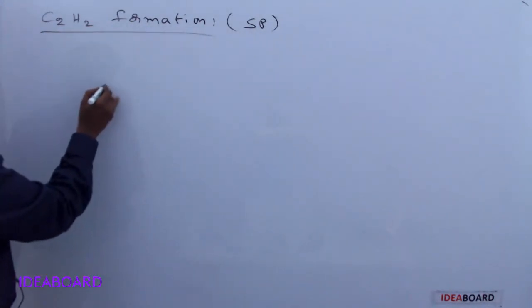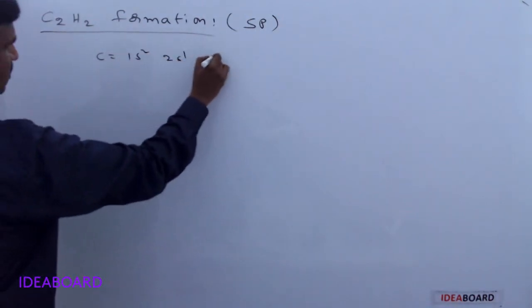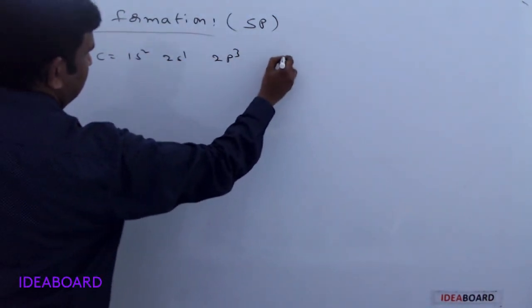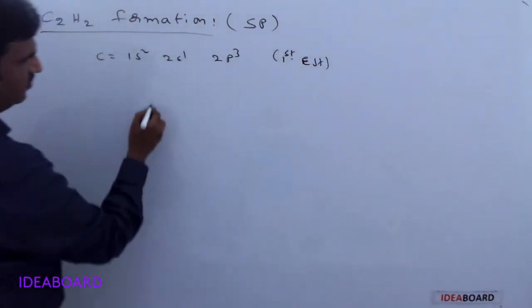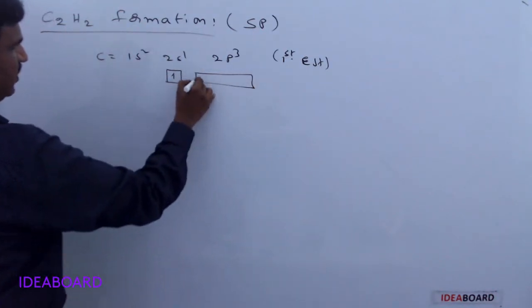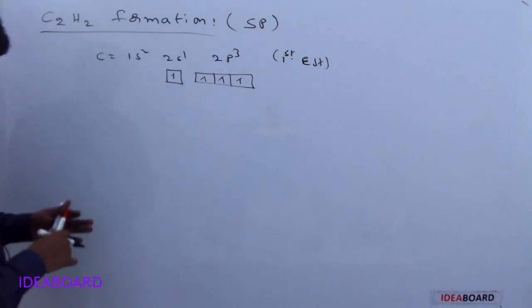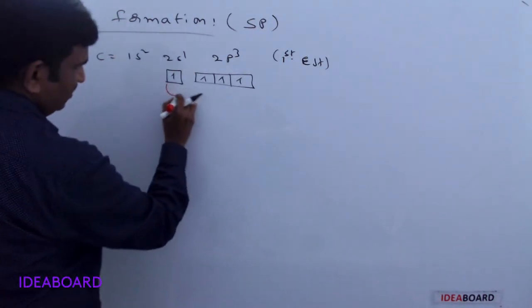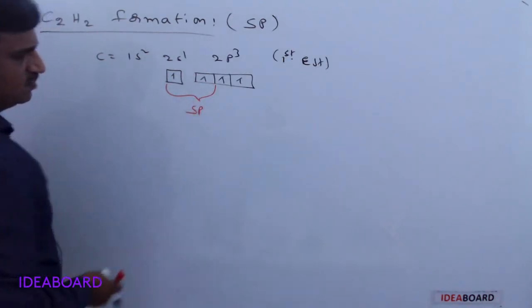The carbon atom is sp hybridized. Here C2H2 means it is 1s2, 2s1, 2p3 in the first excited state. The configuration is in the first excited state, 2s1 means 1 electron, 2p3 means 1 electron each in 2 3. And in this first excited state, what is the hybridization here? sp.